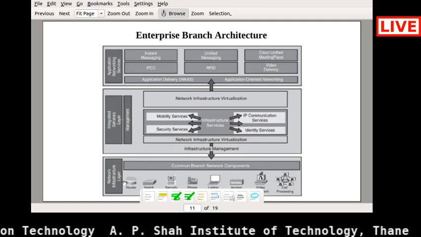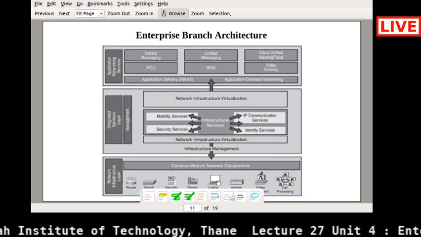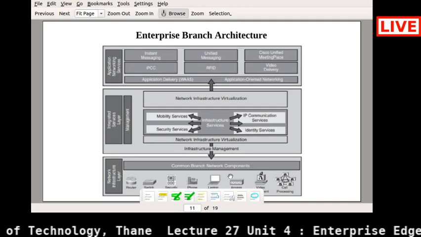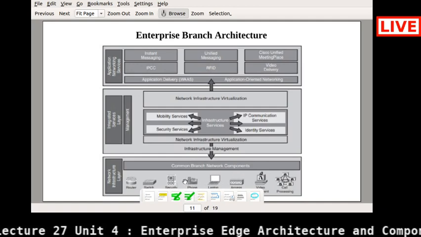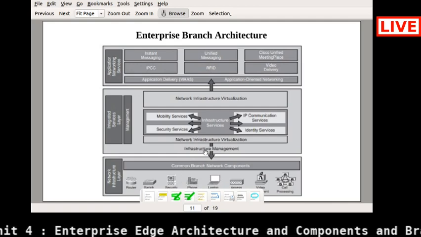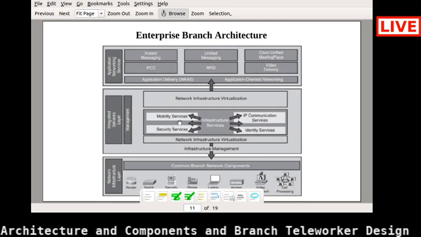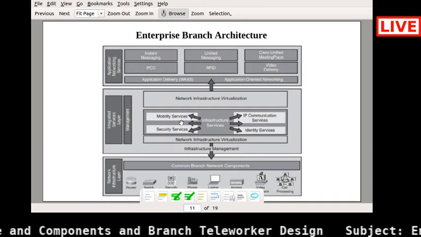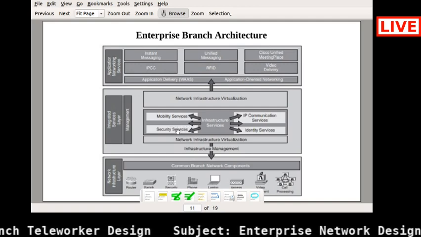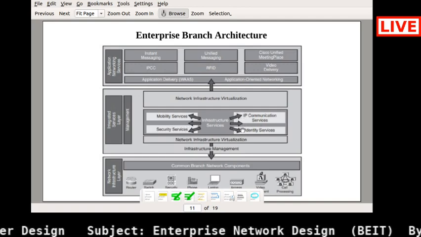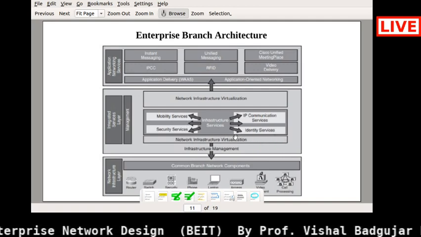So for example, if you see in the network infrastructure layer, or the internetworking component, which will be needed for this particular branch network, right? So all these are listed over here, right? Then if you see the infrastructure management, network infrastructure virtualization, all these kinds of services will be provided by this particular branch network, right? For example, if you're talking about the mobility service, security service, IP communication and identity services, right? So all these services are with respect to your branch network only, right?